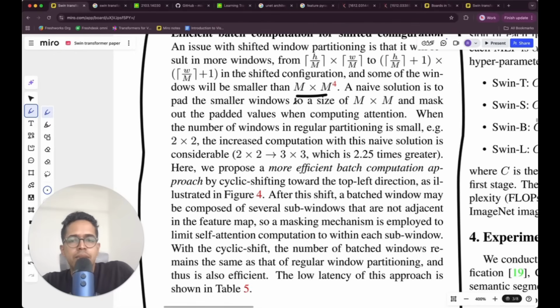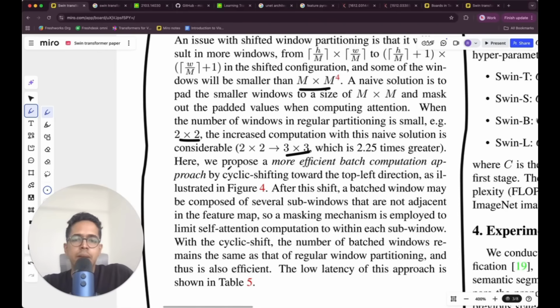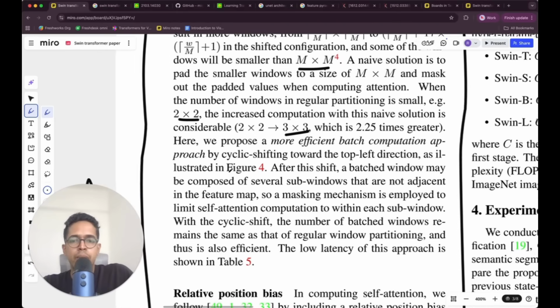So a naive solution is to pad the smaller window and mask out the padded values when computing the attentions. Sure, the padded values you can mask. When the number of windows in regular partition is small, that is 2 by 2, the increased computation with this naive solution is significantly higher, because now you have 3 by 3 windows. So instead of 4 windows, you're considering 9 windows. Hence, here we propose a more efficient batch computation by cyclic shifting.